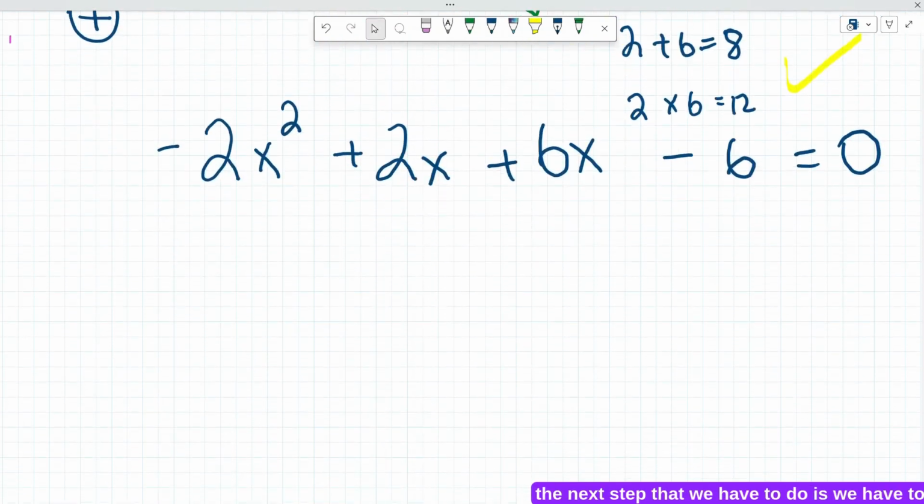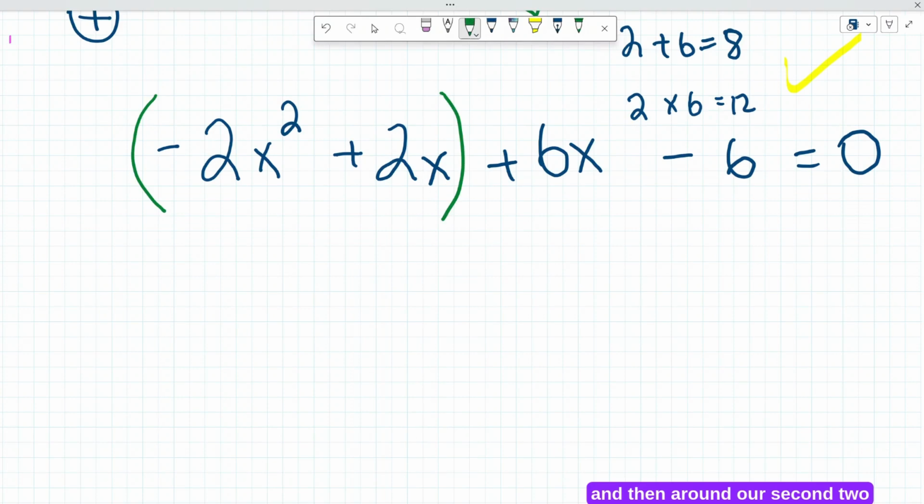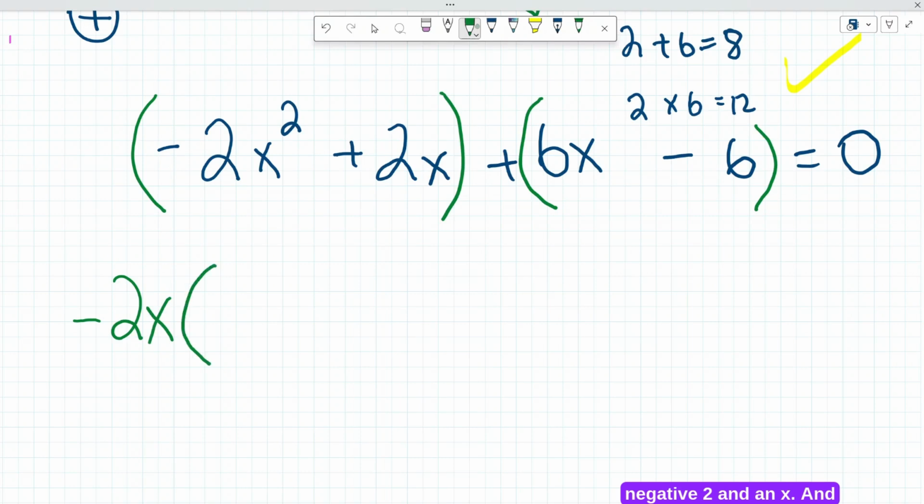So the next step that we have to do is put brackets around our first two terms and then around our second two terms. Now we want to see what number we can factor out from both of these terms. So let's look at this one first. We can factor out a negative 2 and an x. And what does that leave us with? It leaves us with x minus 1.